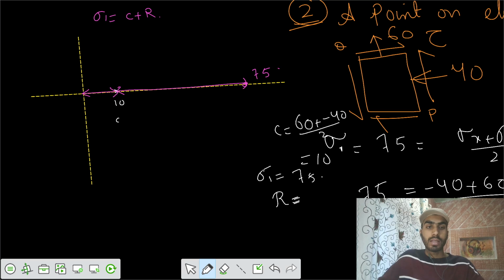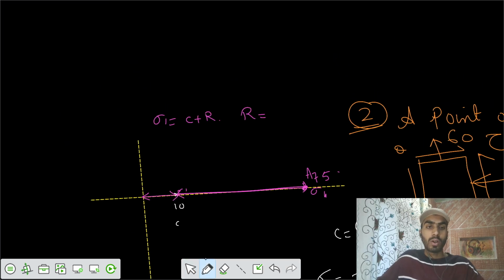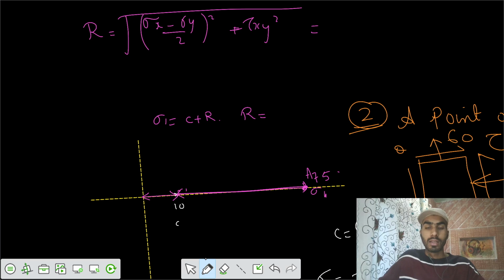If this one is C and this one is R, we get the value of sigma 1 here on the plane A. So the radius, tau max, we can get initially. The radius R equals the square root of sigma x minus sigma y by 2, whole squared, plus tau xy squared. So we got the radius, that's tau max. Tau max comes out to be 75 minus 10, so 65 is the tau max. Tau max is 65 megapascal.